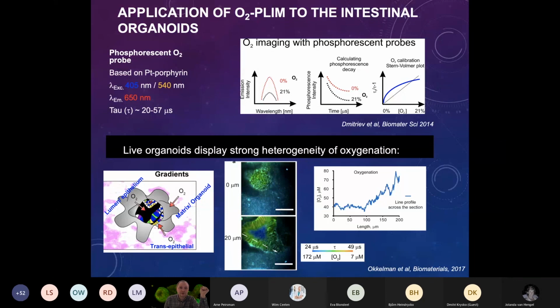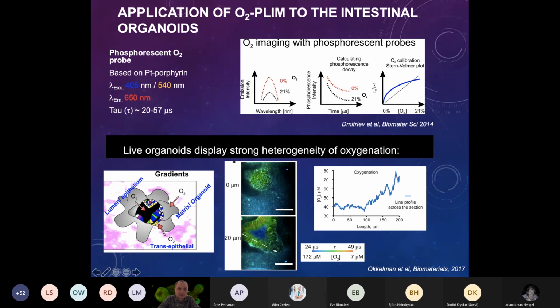Speaking about the analysis of oxygenation of organoids, during my postdoctoral years we worked on designing different phosphorescent oxygen sensing probes. For instance, one of them we designed and published already 7 years ago. It's based on metalloporphyrin, can be excited with blue or orange light, and it emits in the really red 650 nanometer range. And it shows a very useful range of phosphorescence lifetimes.